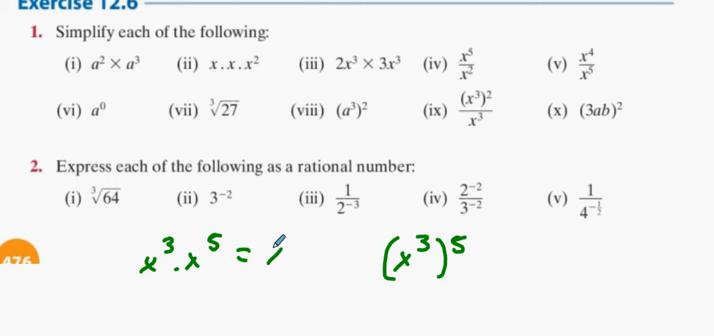X to the power of? It is x to the power of 8. And what's the answer to the second one? The second one is x to the power of 15. Now, if you're wondering why, here's exactly why.